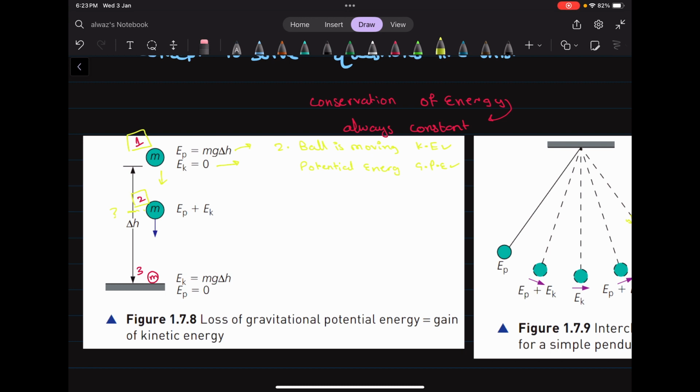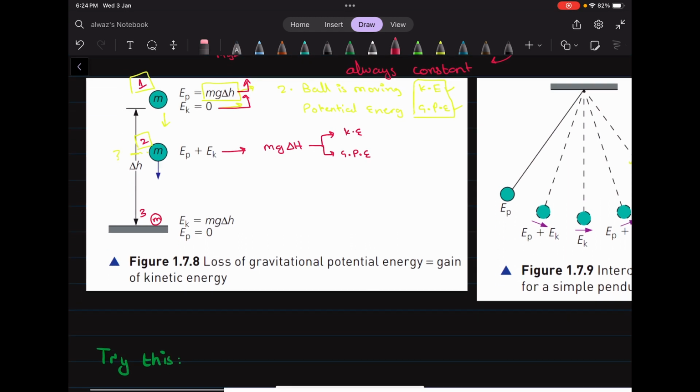Now, how will these two energies compare with the original mg delta h? So in the original picture, we can see that we had mg delta h as our potential energy and 0 as our kinetic energy. So our total energy was mg delta h. As we know, the conservation of energy states that energy is always constant. So in this scenario, our total energy is also going to be mg delta h, but it's going to be divided in two forms. One will be kinetic energy and the other will be gravitational potential energy.